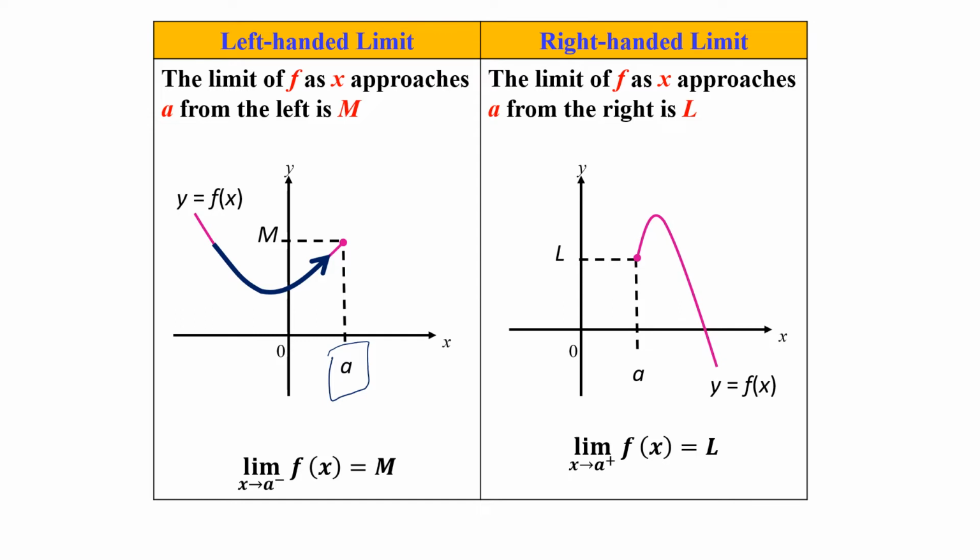Then look at the right-hand limit. The limit of f as x approaches a from the right is L. Based on the graph, we want to find the limit as x approaches a from the right. Then we can see that the graph approaches L. Therefore, we can say that the limit as x approaches a from the right for the function f(x) is equal to L.